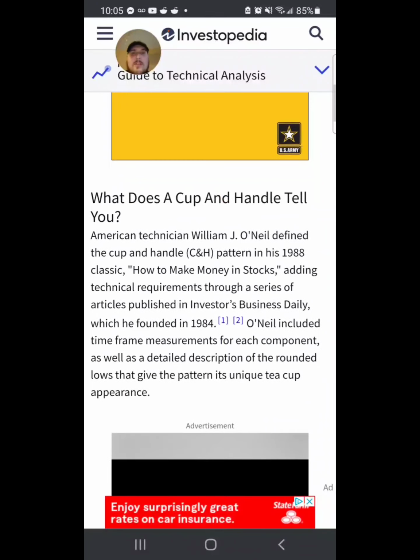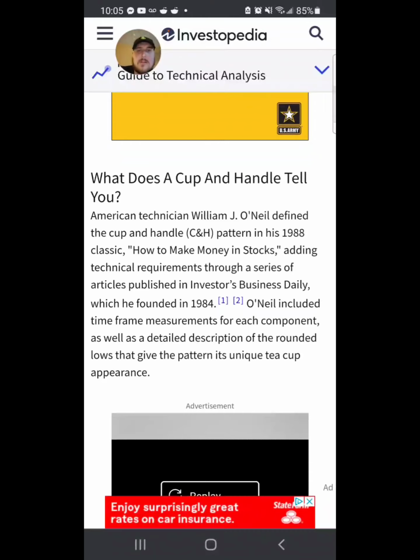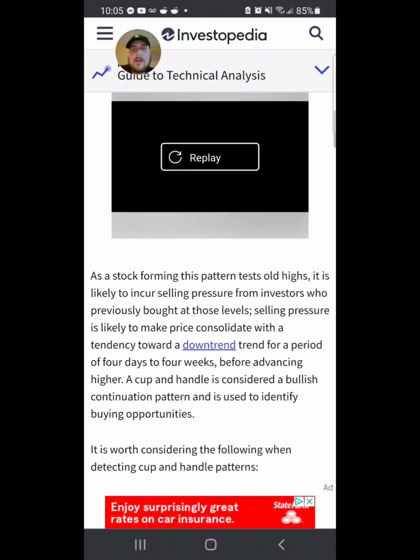What does a cup and handle tell you? American technician William O'Neill defined the cup and handle pattern in 1988 in his classic How to Make Money in Stocks, adding technical requirements through a series of articles. O'Neill included time frame measurements for each component.